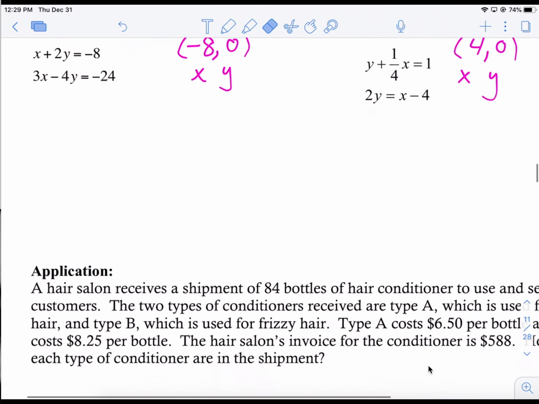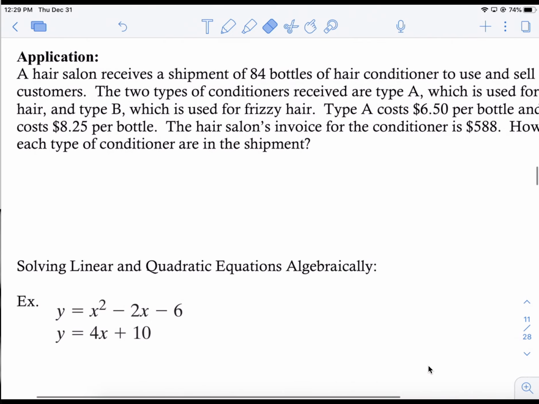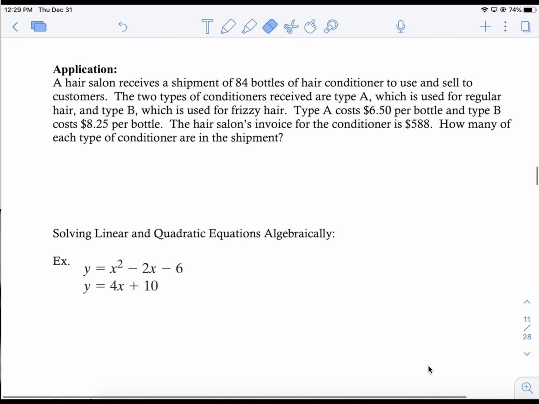All right, let's go ahead and talk about the application problems. Application problems means that you're going to not only write the equation, but you're also going to solve it. So let's go ahead and read through this one together.